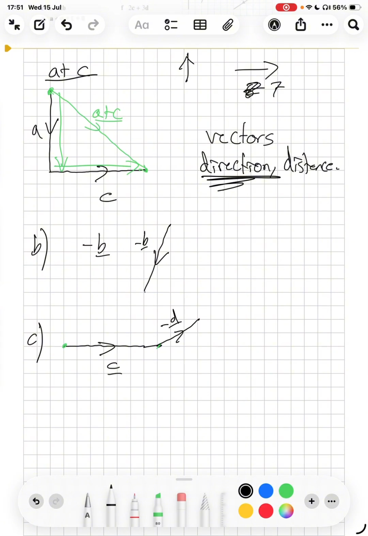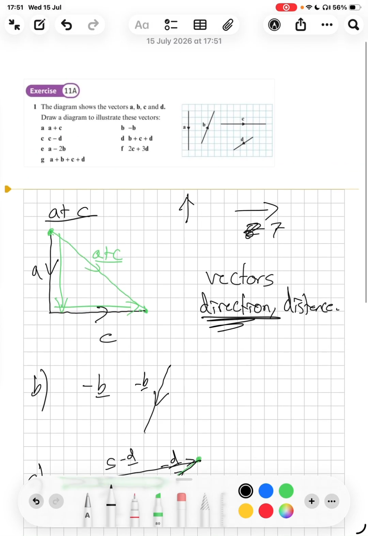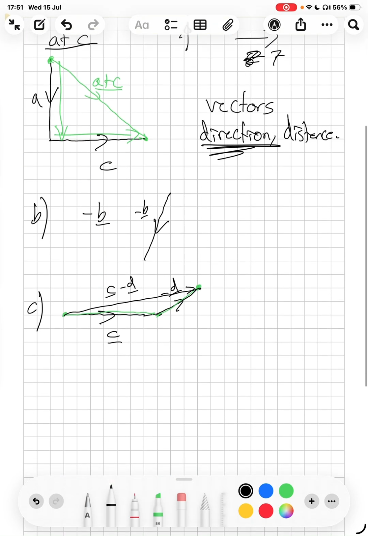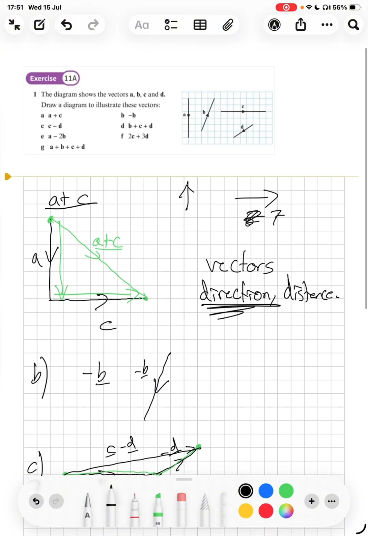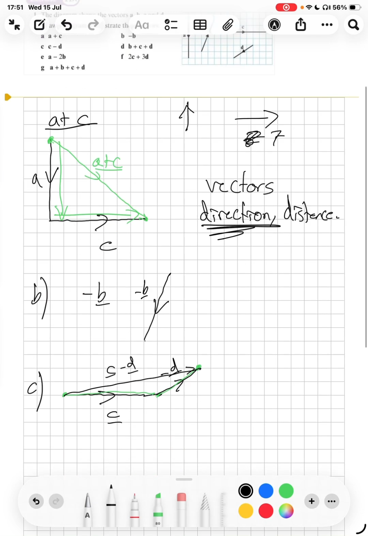So this ant has gone to C, now it's traveled through negative d, and it's ending here. That is the exact same as starting here and going here. So what is that? Across 10 and up 2 is what we have. C take away d. I think this will give you a good introduction into how to do 11a, and I'm just going to skip until F now.